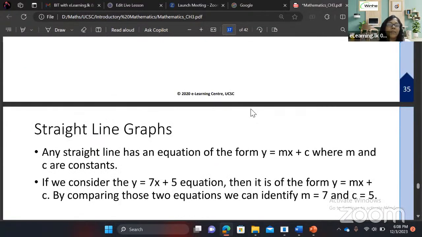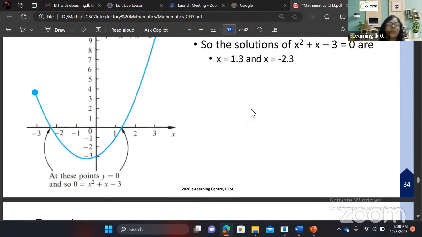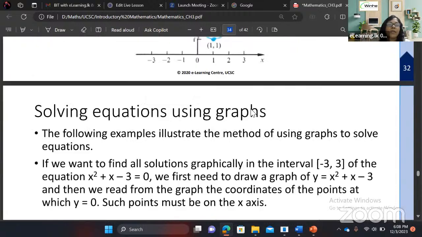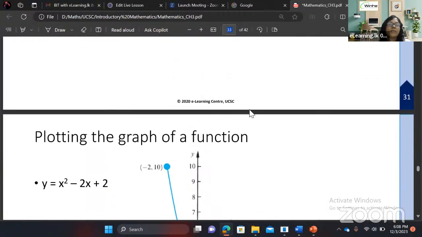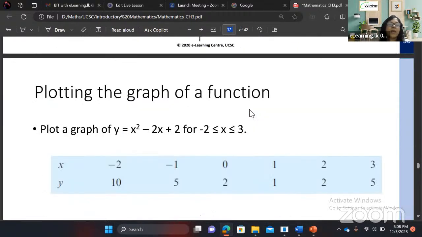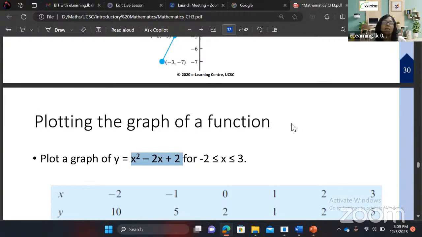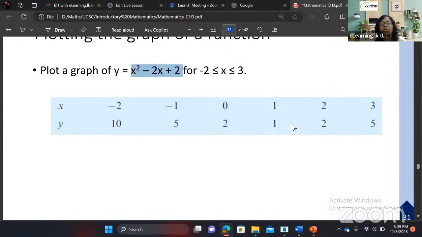Next day, we will look at how to draw this kind of graph for the quadratic equation form, right? So a graph with a quadratic value, or the square value. How to plot the graph with this value and find the square root.